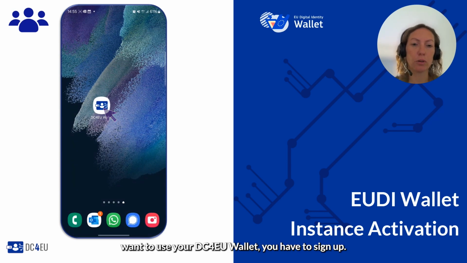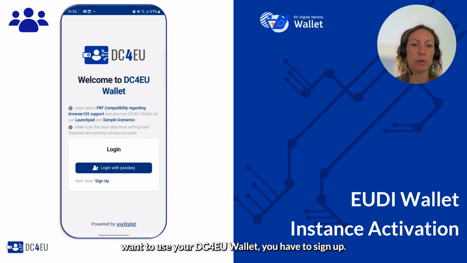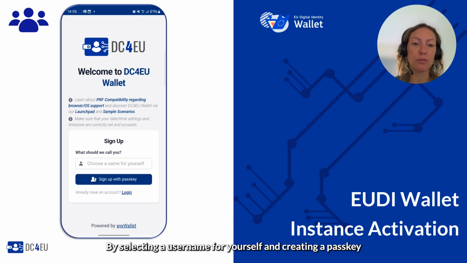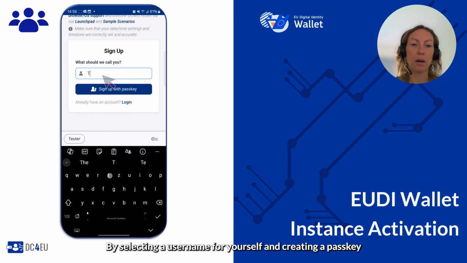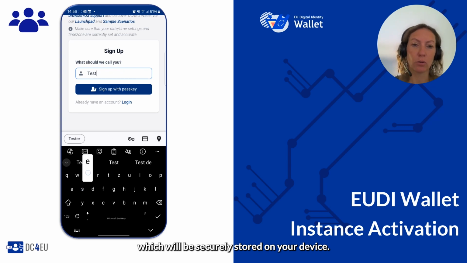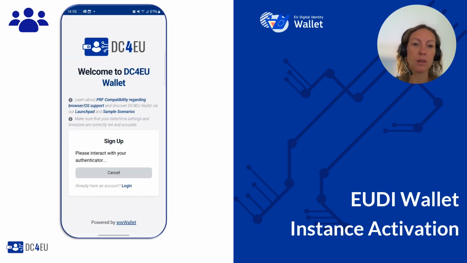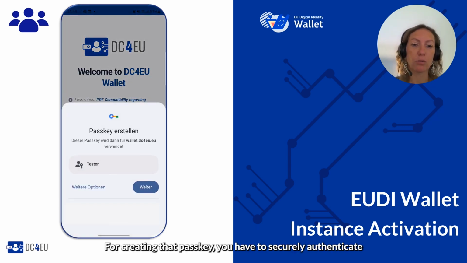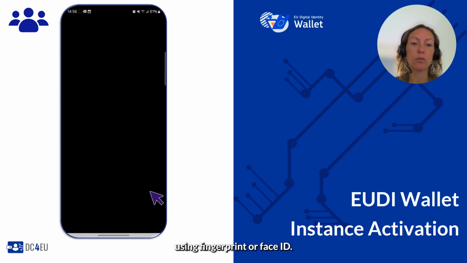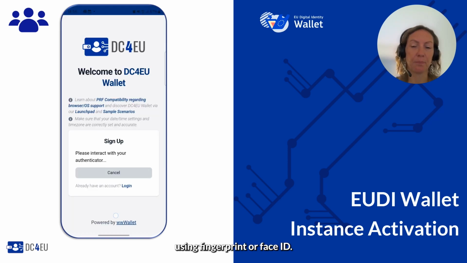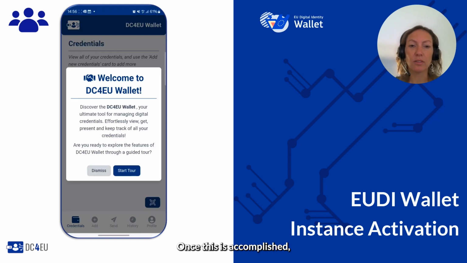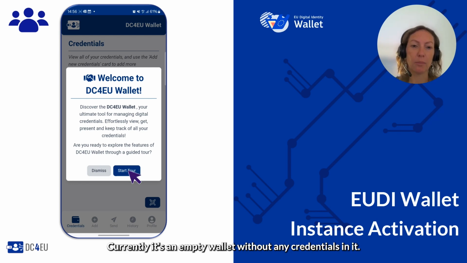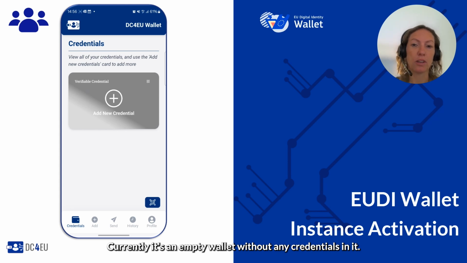When you first want to use your DC4EU wallet, you have to sign up by selecting a username for yourself and creating a passkey which will be securely stored on your device. For creating that passkey, you have to securely authenticate using fingerprint or Face ID. Once this is accomplished, your DC4EU wallet is ready to be used. Currently, it's an empty wallet without any credentials in it.